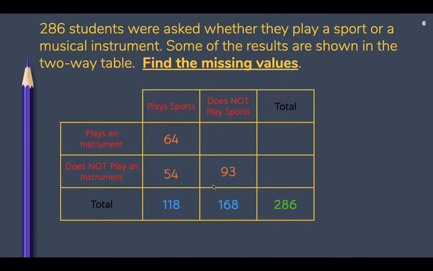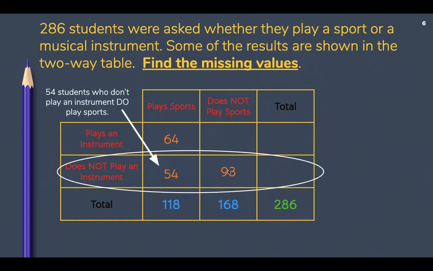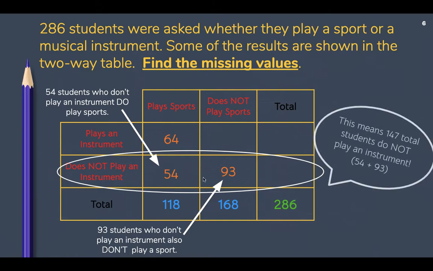Let's keep working our way through. Let's look at this row. So we know it does not play an instrument. Well, how many total does not play an instrument? So we can add 54 and 93. So 54 don't play an instrument but do play sports. 93 don't play an instrument but they also don't play a sport. We add those together and we get 147 for our total of students who do not play an instrument.